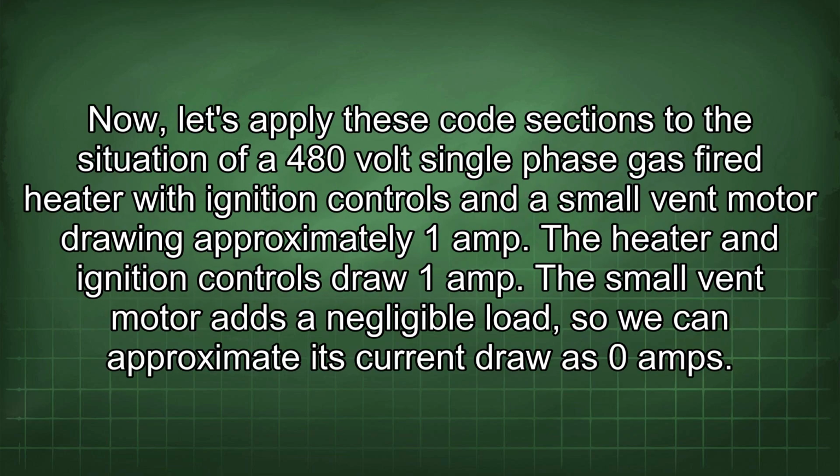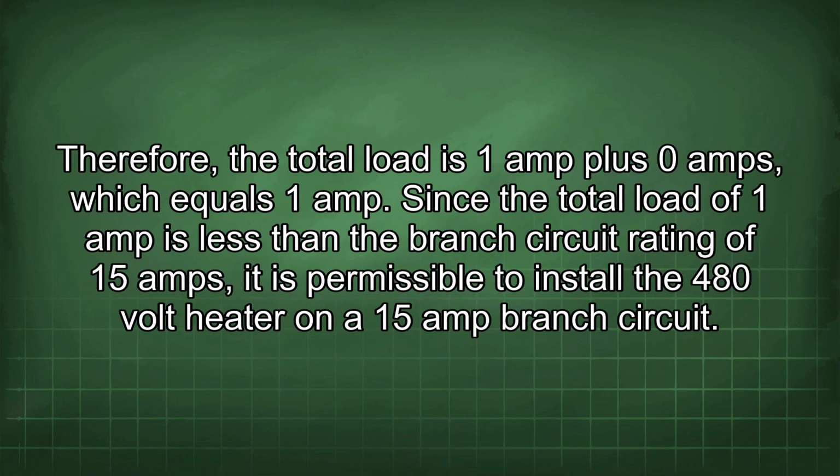Now, let's apply these code sections to the situation of a 480 volt single-phase gas-fired heater with ignition controls and a small vent motor drawing approximately 1 amp. The heater and ignition controls draw 1 amp. The small vent motor adds a negligible load, so we can approximate its current draw as 0 amps. Therefore, the total load is 1 amp plus 0 amps, which equals 1 amp. Since the total load of 1 amp is less than the branch circuit rating of 15 amps, it is permissible to install the 480 volt heater on a 15 amp branch circuit.